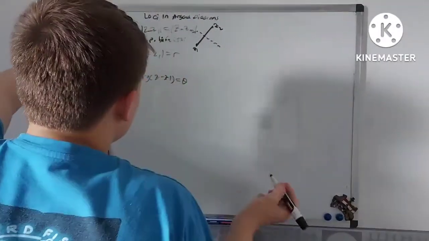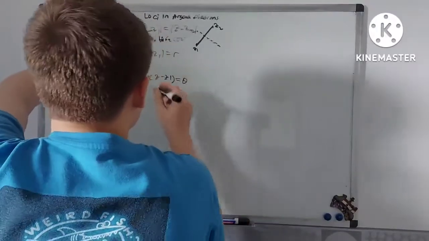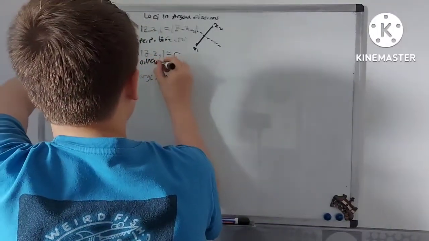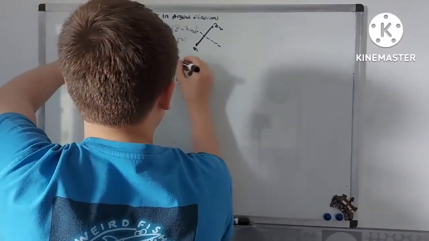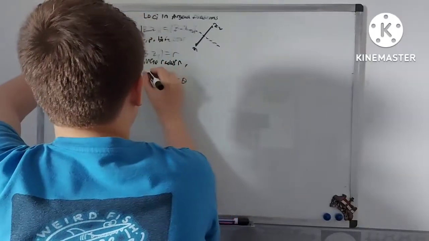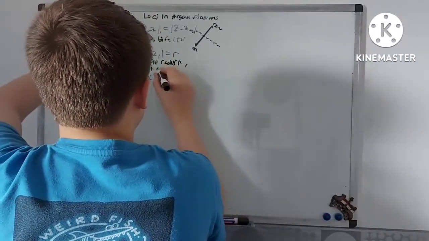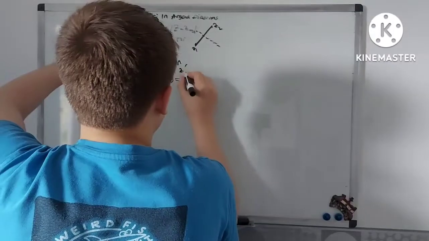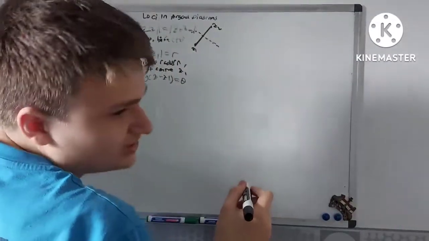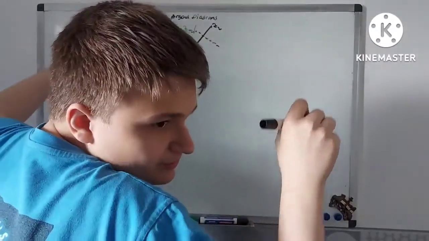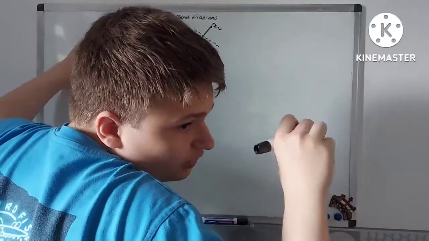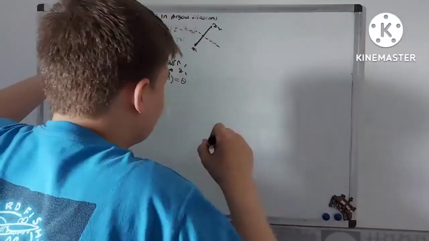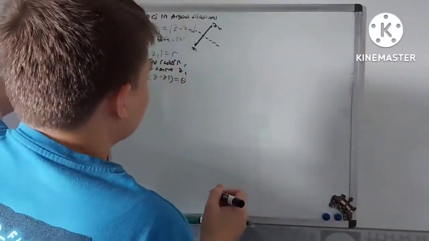This, the modulus of z minus z1 is equal to r. Well, this is a circle, radius r, at centre z1. If it was z plus z1, you have to do z minus open bracket minus z1, and then you take the minus of that. You have to manipulate these a little bit.